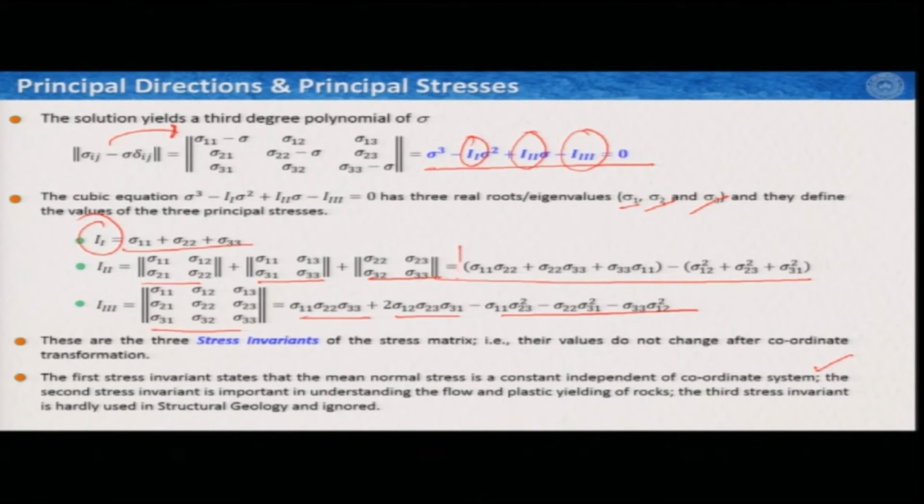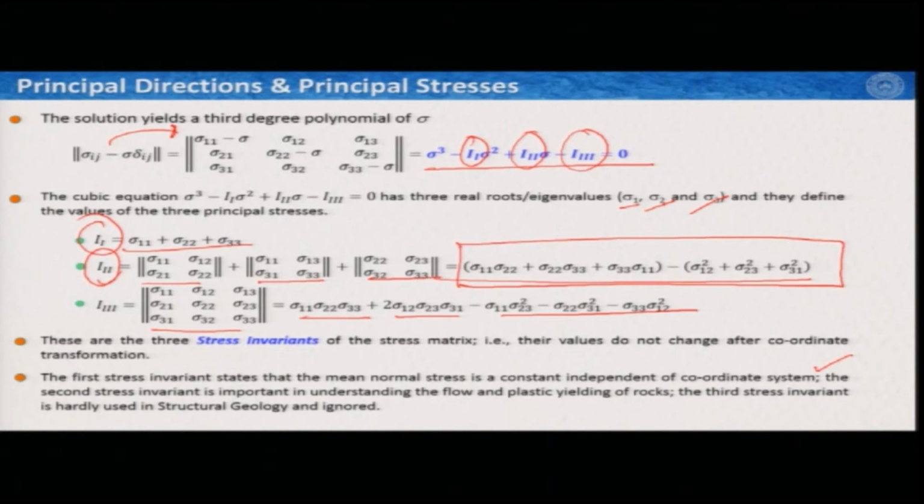The second stress invariant, which is commonly expressed this way or in matrix form this way, is generally applied when you try to understand the flow or plastic yielding of rocks. You will learn later about the von Mises criteria and other failure criteria for the yielding of materials. There, I2 is used very frequently. The third stress invariant is hardly used in structural geology and is mostly ignored. At least I did not see any application of this third stress invariant.